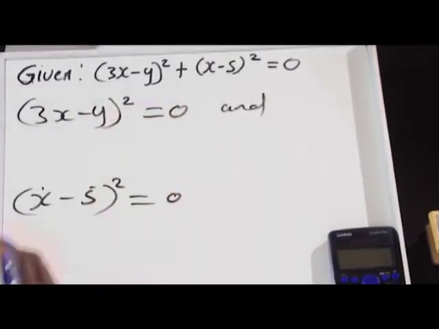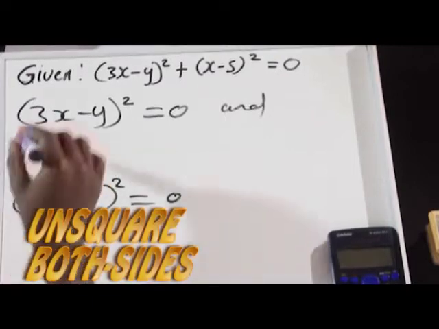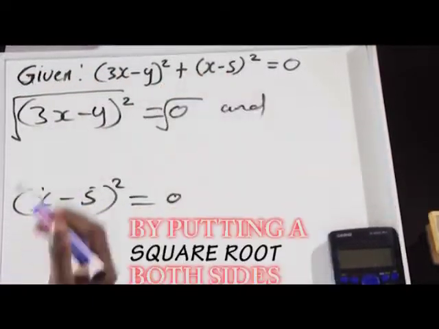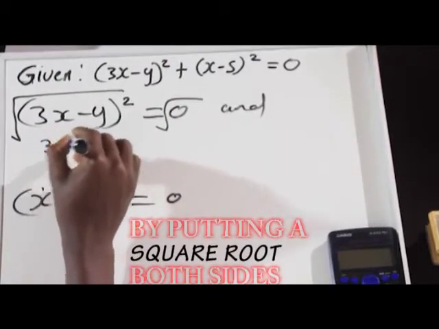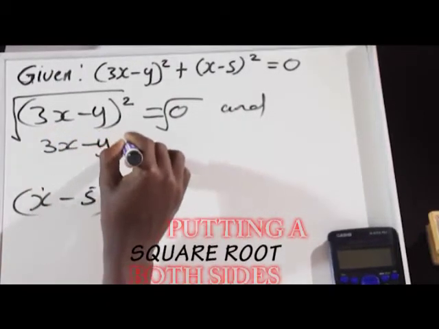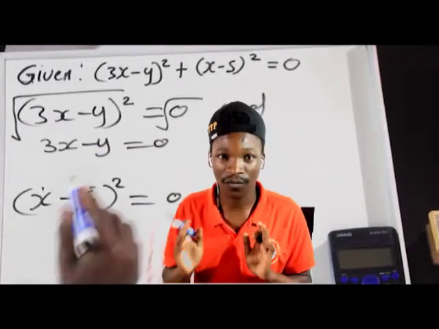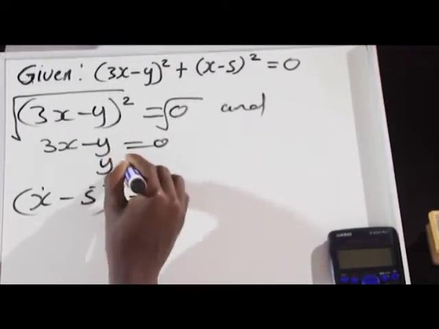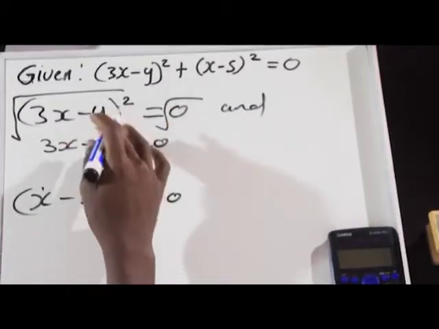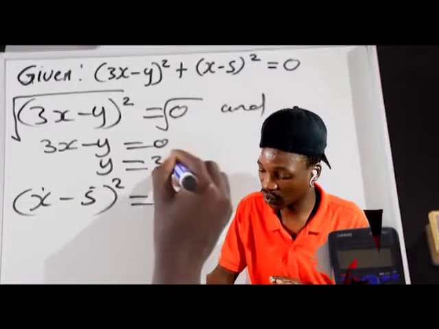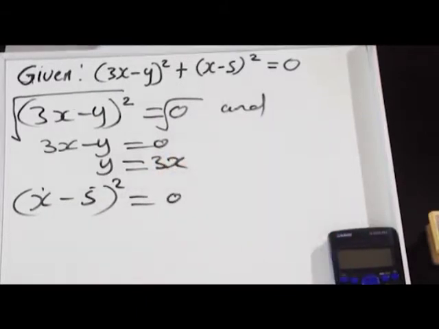Now let's start with this one. Remember guys, if you want to solve this, we need to take the square root of both sides. Remember, you're going to have 3x minus y equals 0. Let's make y the subject of the formula. So we transpose y, then we have y equals 3x.